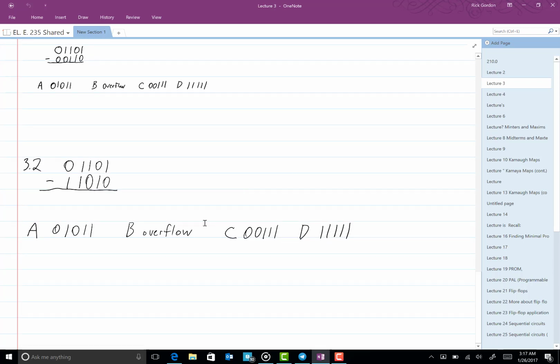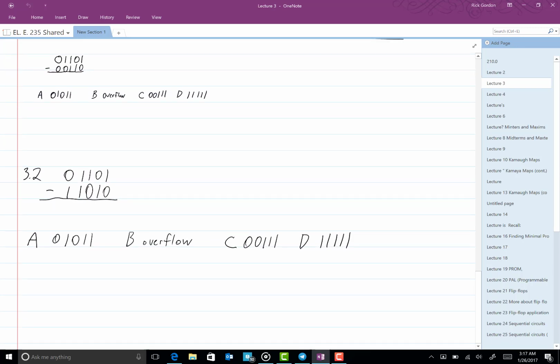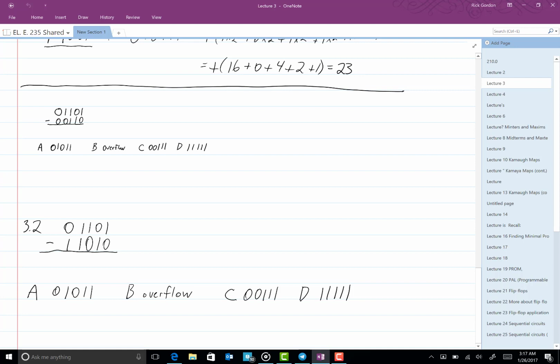And then for problem 3.2, another subtraction problem, you have 01101 minus 11010. And the choices for this one are A, 01011, B, overflow, C, 00111, or D, 11111. And then, as usual, there will be at least one more problem given to you in class. So that concludes lecture 3, and good luck.